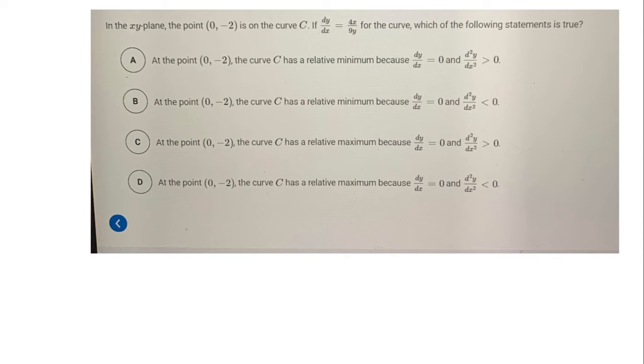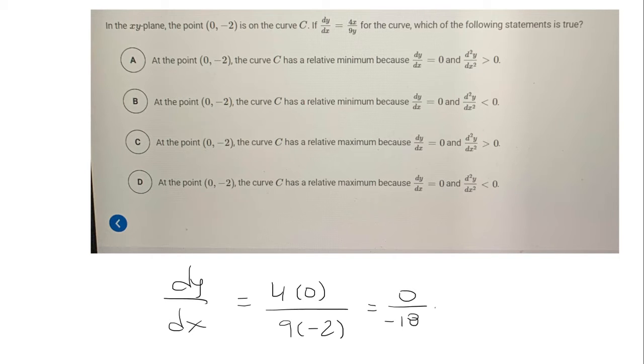We're given dy over dx equals 4x over 9y. If I were to plug in (0, -2) for dy over dx, I would get dy over dx is equal to 4 times 0 over 9 times negative 2, which would be 0 over negative 18, which is 0. So dy over dx is 0, but now we want to see the second derivative.